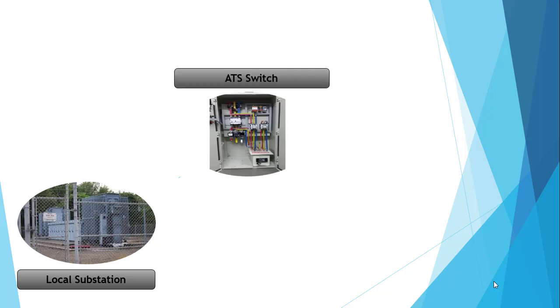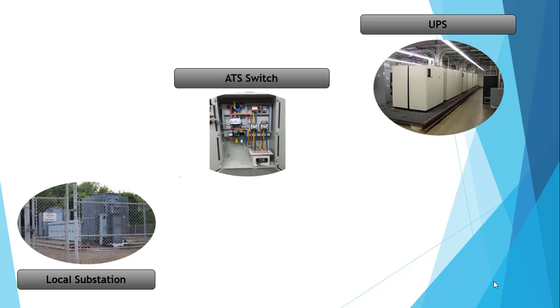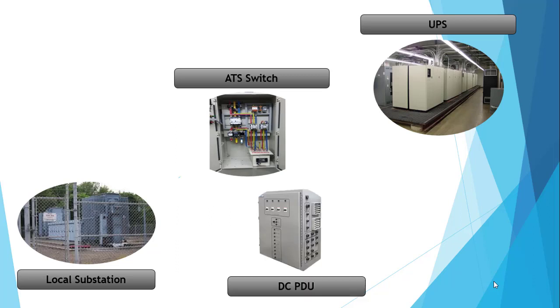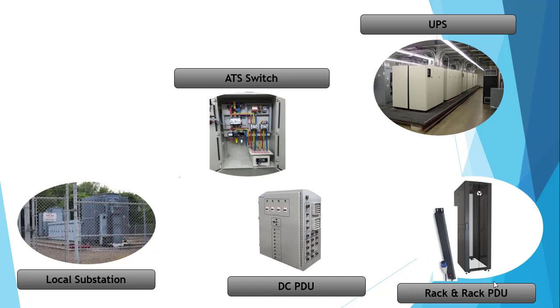The first device is the local substation, where 415 volt of electricity, that is 3-phase power, is delivered from the power grid. After the substation, there are 3 devices in between. Those are the ATS switch, also called automatic transfer switch, the UPS, also called uninterrupted power supply, and the data center PDU. And the last one is the rack PDU, and this is the rack where your servers are installed. Now I will show you the flow of power.